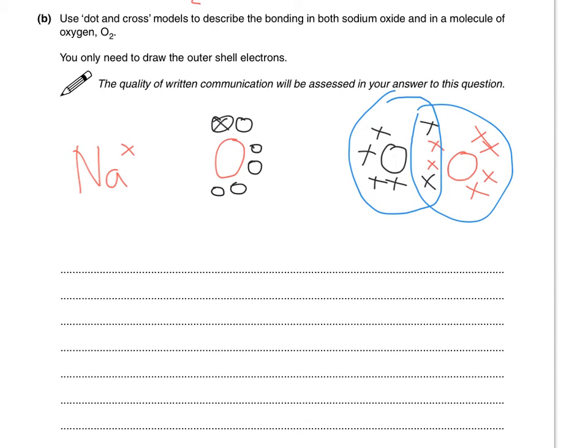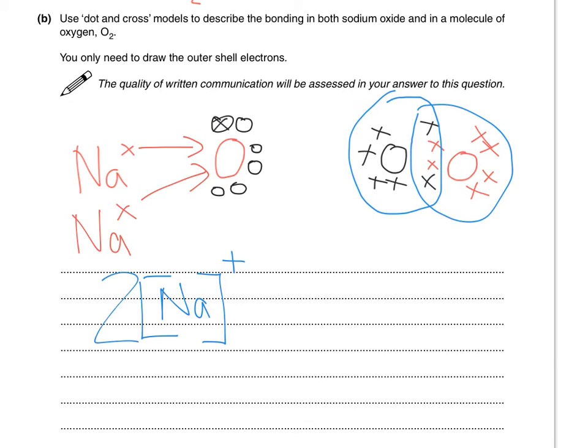Now we know that sodium gives one of his electrons over there. We need another sodium to give his electron over there. Okay, so that's the ionic bonding. We haven't finished yet though, because you need to make sure that you draw the ions. So you know that Na is going to have a positive charge, and there's going to be 2 of them.